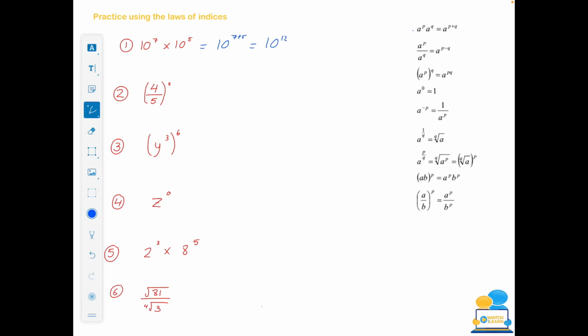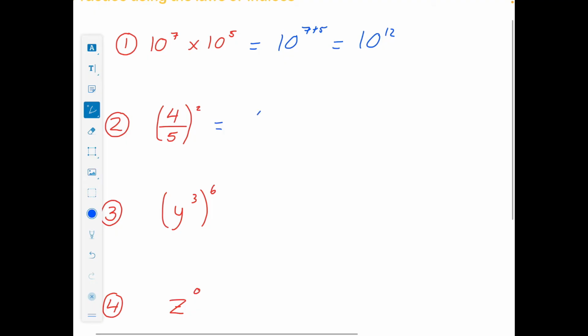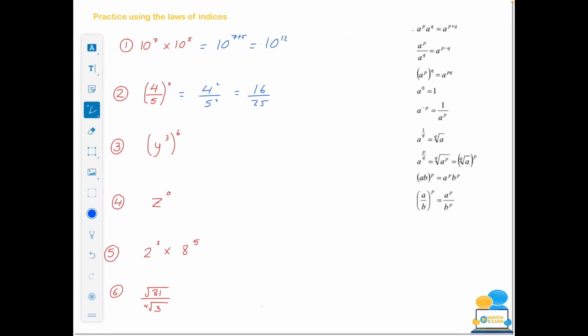Okay, same thing for number 2. We are going to match what our question looks like with one of the laws. Okay, so we have a fraction in a bracket all raised to a power. Same thing as down here. Okay, so we're going to write this. Here we can see that the power p went to the numerator and to the denominator. So we'll do the same thing. So this will be 4 squared all over 5 squared, which would be 16 all over 25.